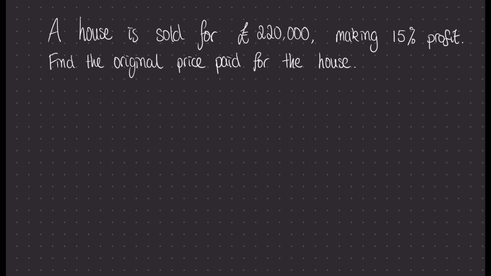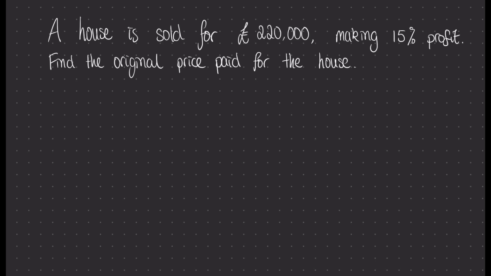Let's take a look at this example here. A house is being sold, making 15% profit. So the original price of the house is unknown. This is why it's called a reverse percentage question, because we're going to have to move backwards.